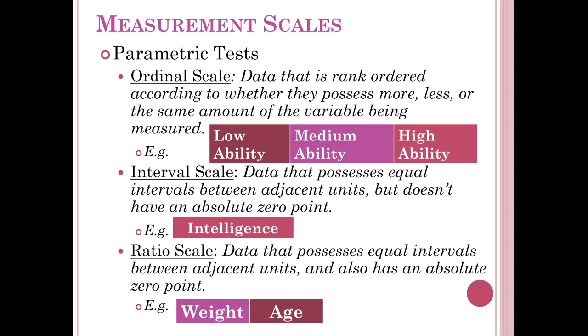Last one, the ratio scale: data that possesses equal intervals, just like the interval scale, but has an absolute zero point, right? No matter how much you diet, you can't weigh negative 12 pounds. And same thing with age, right? The second you're born, you're in a positive number. You can never be negative 12 years old.